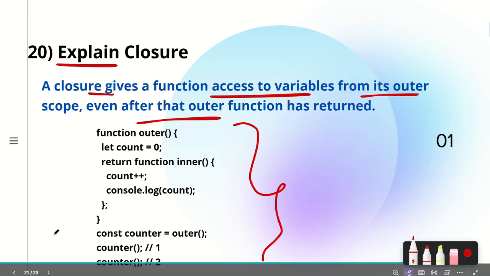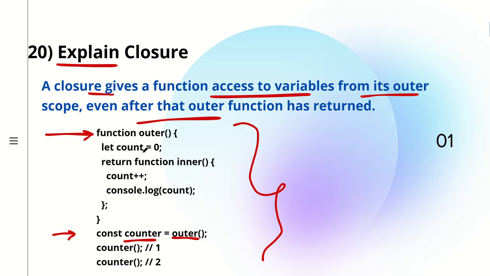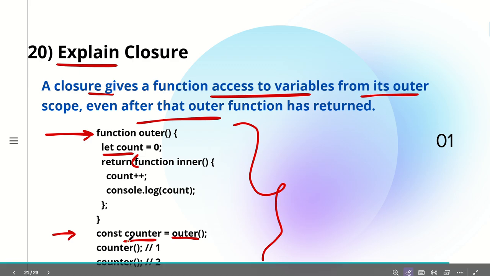What are we doing here? First, we are calling an outer function, and whatever is the return value, we are storing it in counter. So what is outer function? We see here we have outer function, and what is it doing? It is just initializing some value. It has declared a variable count, and then it has returned a function. So this function got returned from here. So what is this counter? Counter is nothing but a new function.